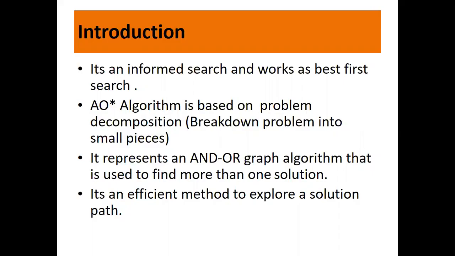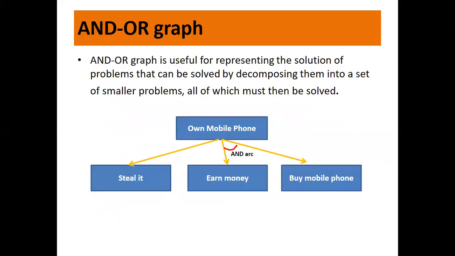Now, what does this AND-OR graph mean? If you remember the logic gates, AND is where both should be true, and OR is this or that, either of them, right? It is an efficient method to explore a solution path. Remember, the word we are using here is solution path. So it will give you a path to the solution. It is based on the AND-OR graph. The AND-OR graph is useful for representing the solution of problems that can be solved by decomposing them into a set of smaller problems, all of which must then be solved.